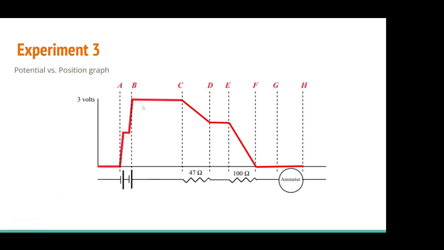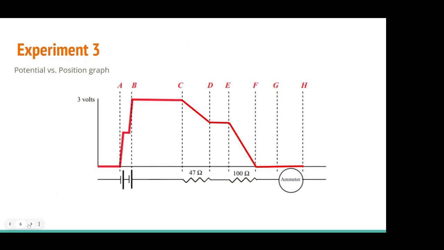Then we see our potential versus position graphs. This was the section that was given, and this was after passing through the 47 ohm resistor, which should be a little bit higher up. Sorry, I didn't make that really to scale. Because the resistor decreases the potential in the circuit, the voltage decreases. And in the little stretch of wire between the two resistors, it remains stable. After it passes through the 100 ohm resistor, it decreases more sharply. And while it's going through the ammeter, there's no change because there's no more voltage.